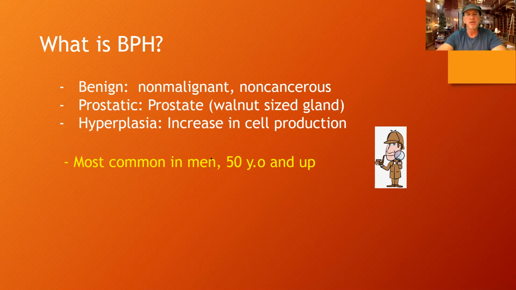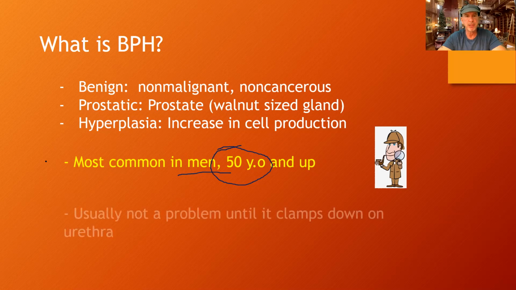Common in men 50 years and older. So you might see that again. It will not happen in women. Women do not have a prostate. Usually not a problem. Some men can just get some mild swelling of the prostate and it's not a big deal, but when it starts clamping down on the urethra and you can't pee, then it becomes a problem. And that's when they have to do something about it.